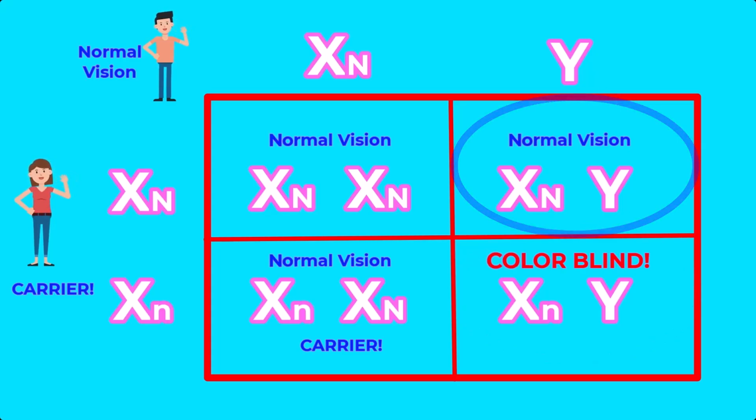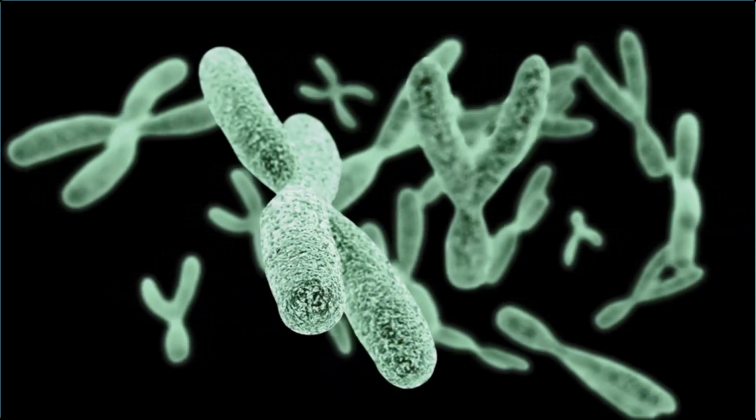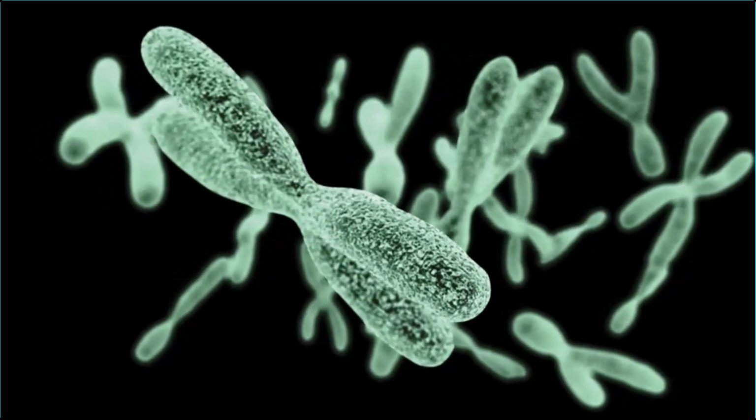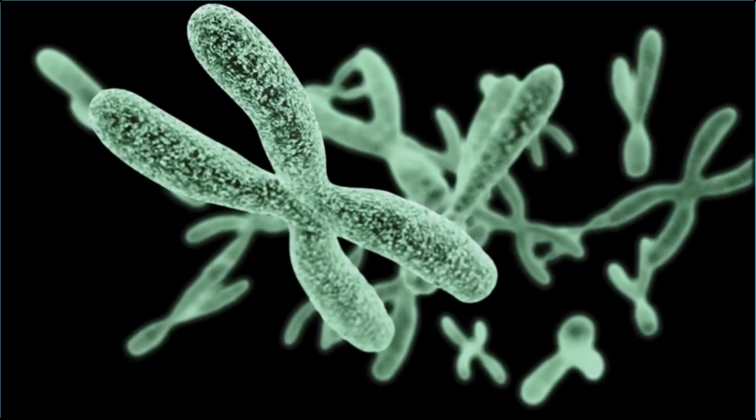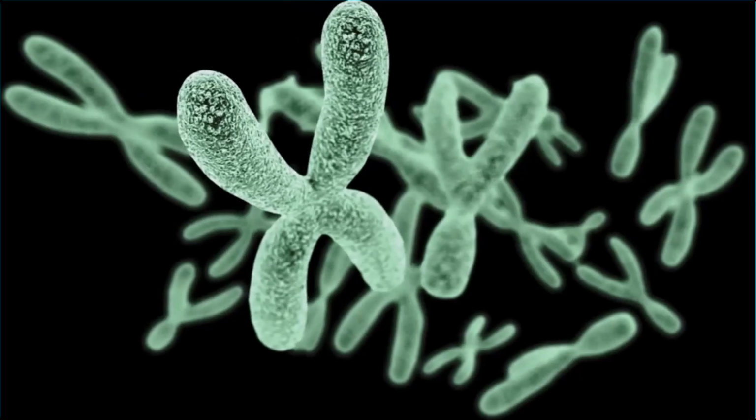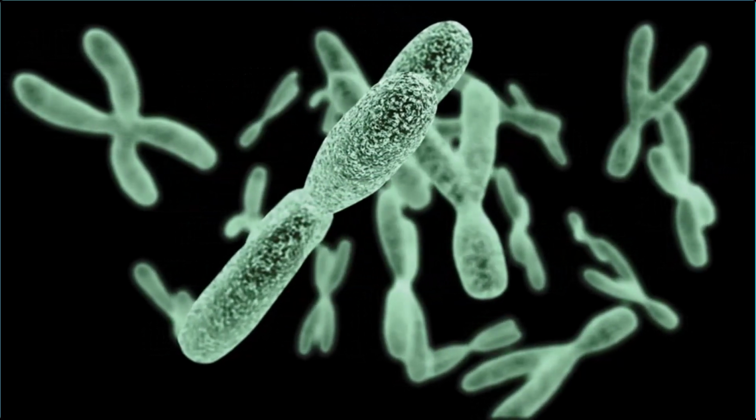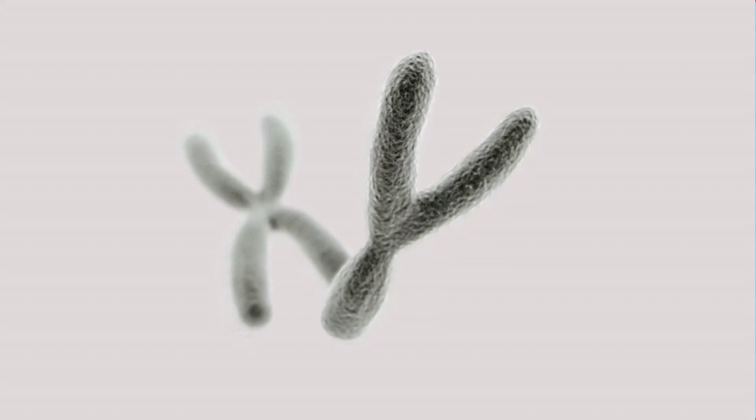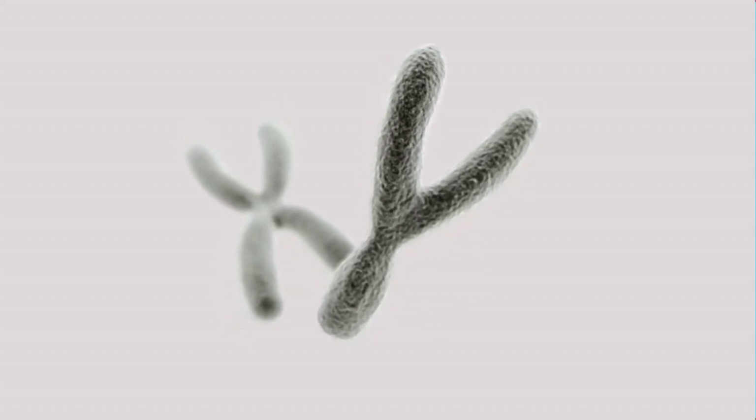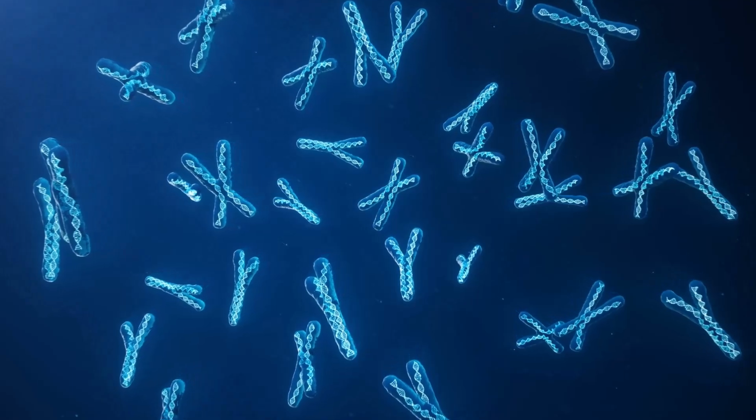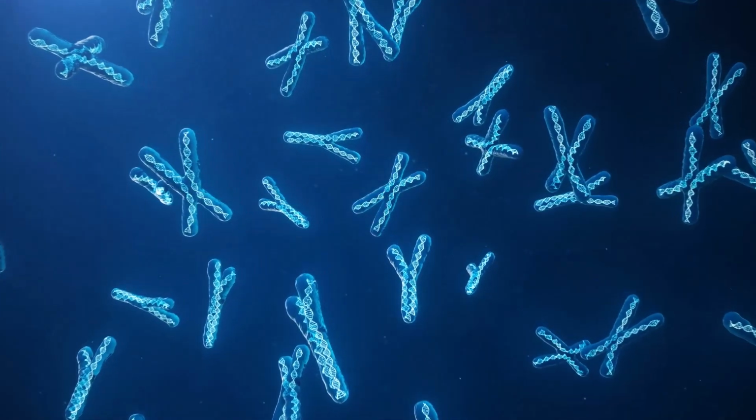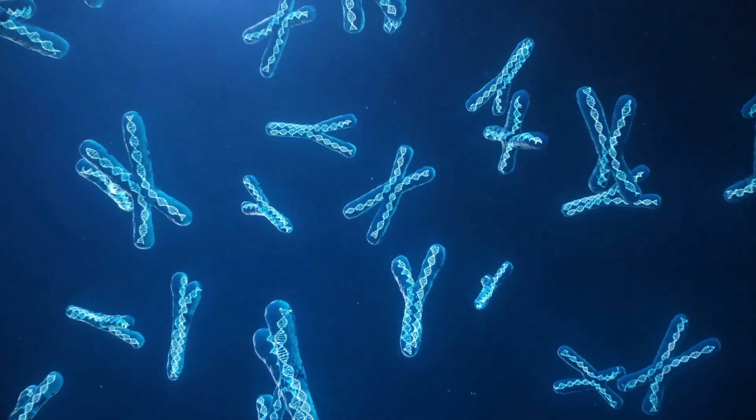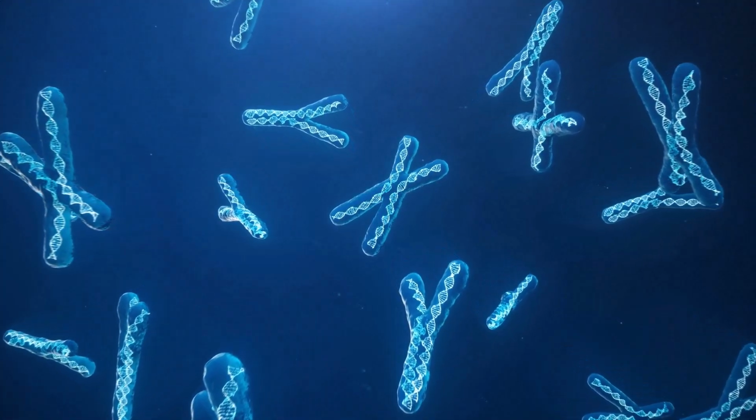Half are normal. Because the color blindness allele is recessive, a female will only be colorblind if she receives that allele on both of her X chromosomes. For a male, however, a single copy of the recessive allele confers color blindness. For this reason, recessive sex-linked traits are expressed much more frequently in men than in women.